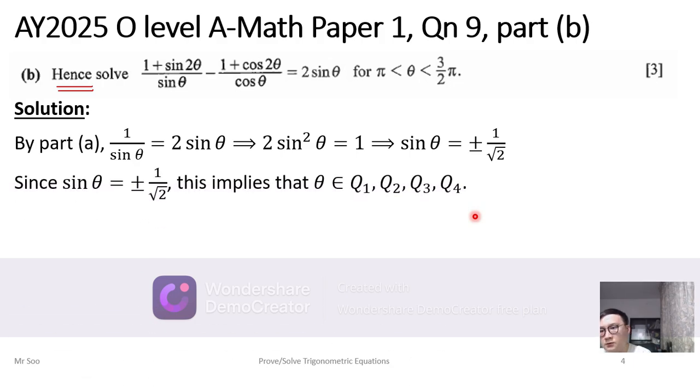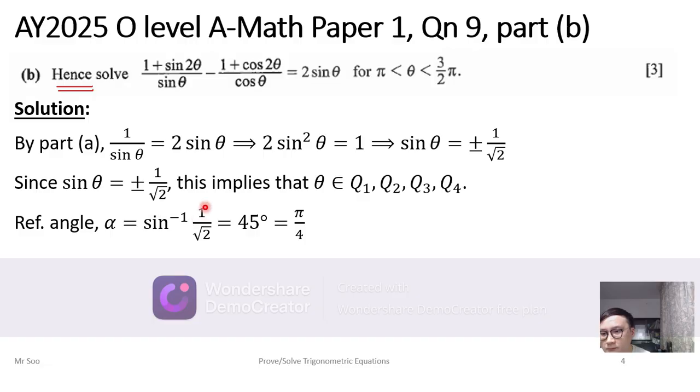Before that, you find the reference angle. Your reference angle will be inverse sine of 1 over root 2, and this is your special angle because sine 45 is root 2 over 2, or 1 over root 2, which is pi over 4. In this case, the question is given to you in radian. Your bound here is defined in radian. Of course, you can work in degree, but like what I said, don't forget to multiply by pi over 180. Then you get pi over 4. That's my reference angle. Then sine theta equals plus or minus 1 over root 2.